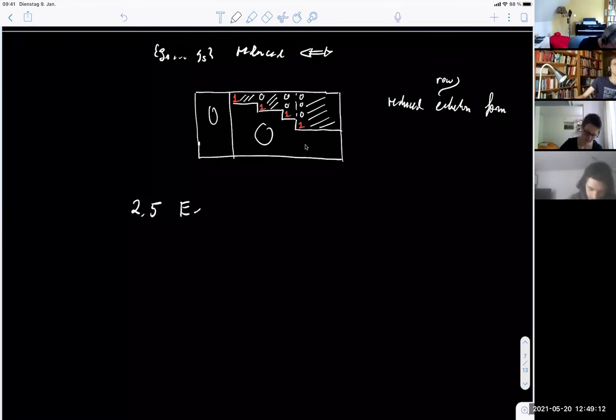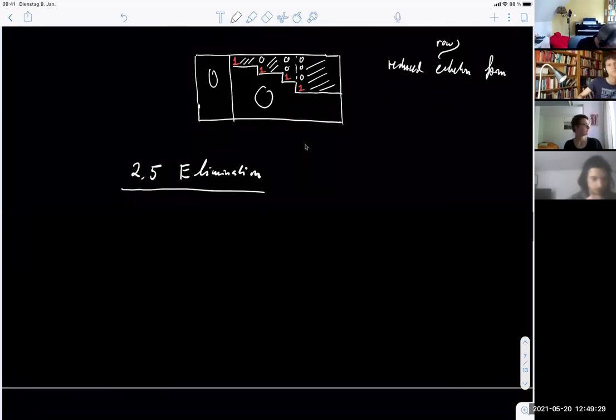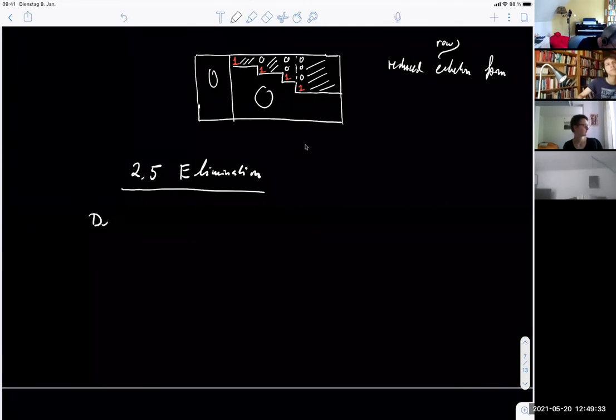Elimination. And you remember, I think we had this already a little bit on an exercise sheet. Now we will understand it in more detail. Elimination is a very classical topic from the 19th century. So let me start with the definition. What is an elimination ideal? And then there will be the geometric explanation.